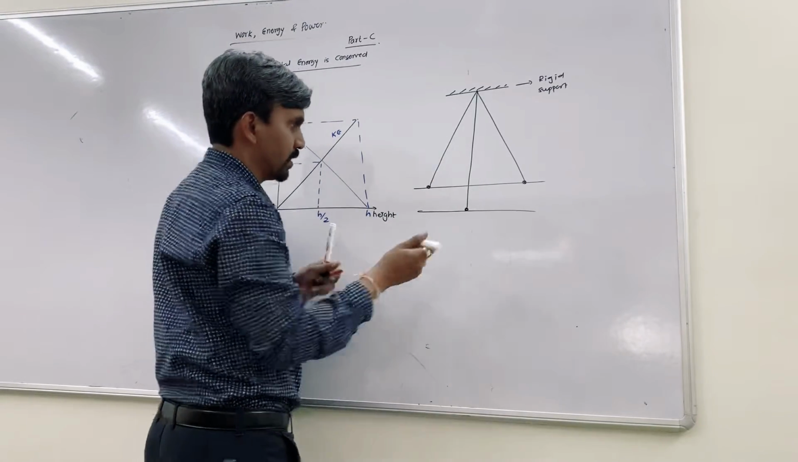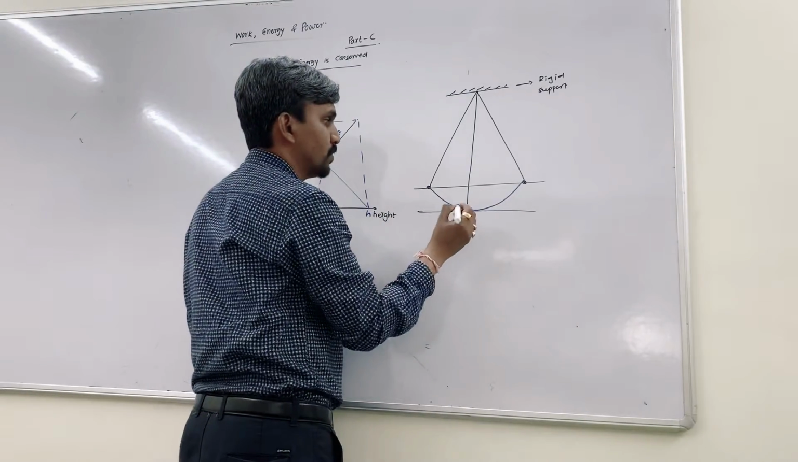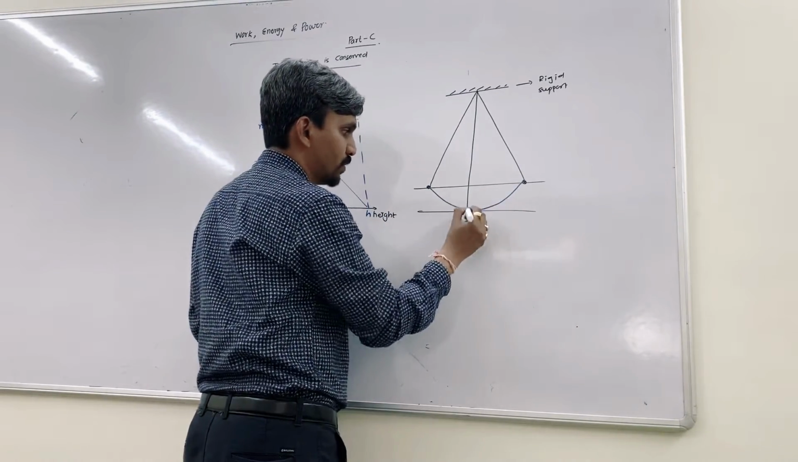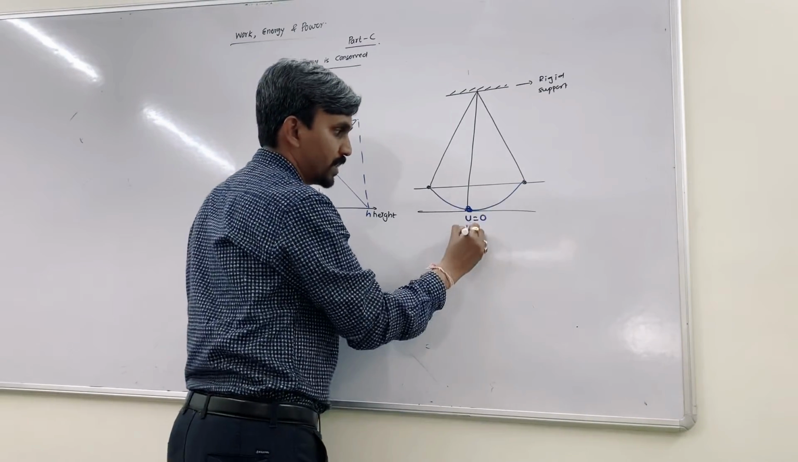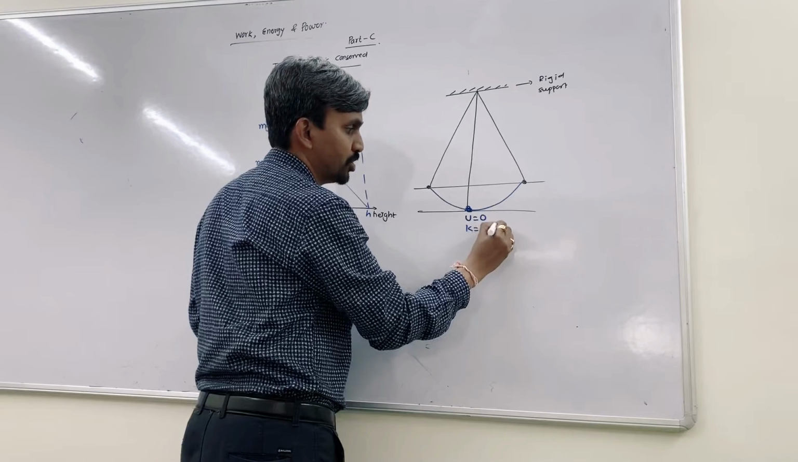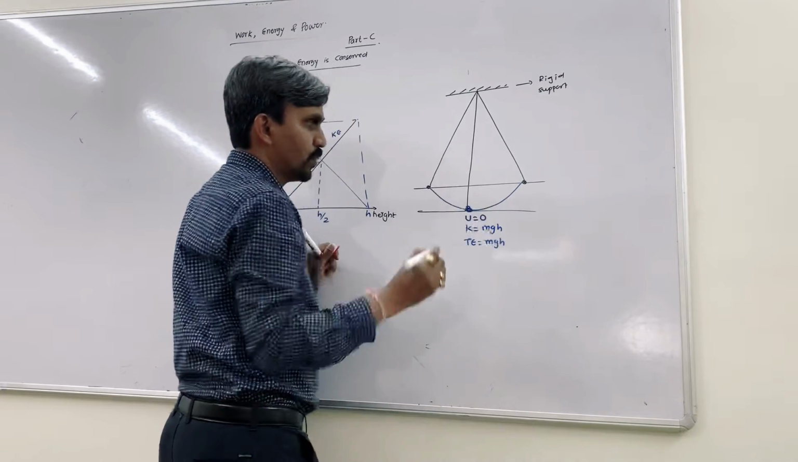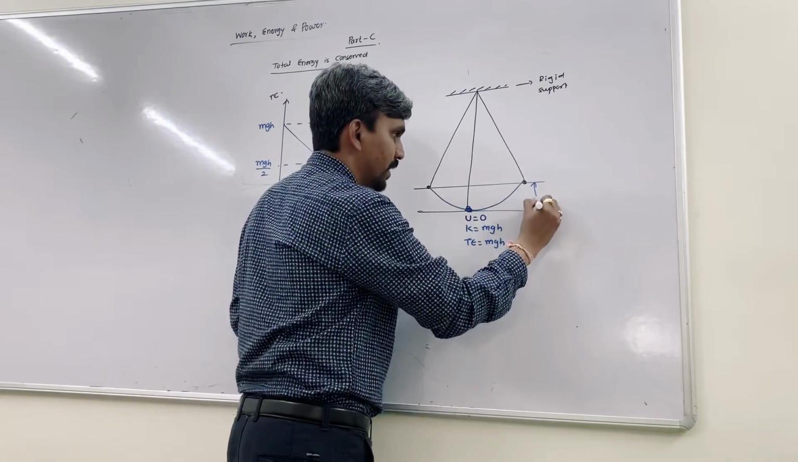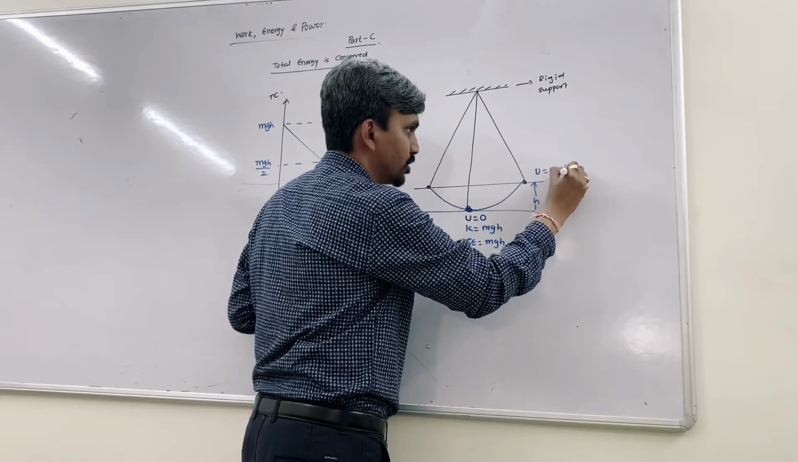Then I will take the oscillating part. It will go like this, right? So over here it possesses what? Only potential energy; kinetic energy is equal to 0. So total energy will be mgh. Over here, what is the height? h is the height. So potential energy U is equal to mgh.